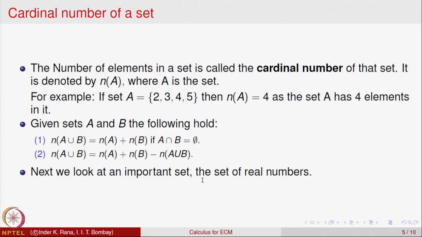So, next what we are going to do is describe a very important set which is going to play a fundamental role in our subject, that is the set of real numbers. If you think you know real numbers, then there is probably a slight gap in your knowledge, because what a real number is, is not that easy a job to describe.